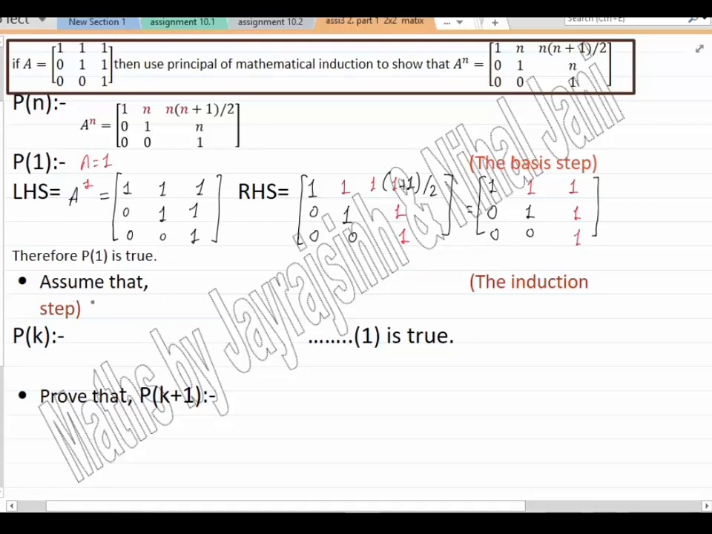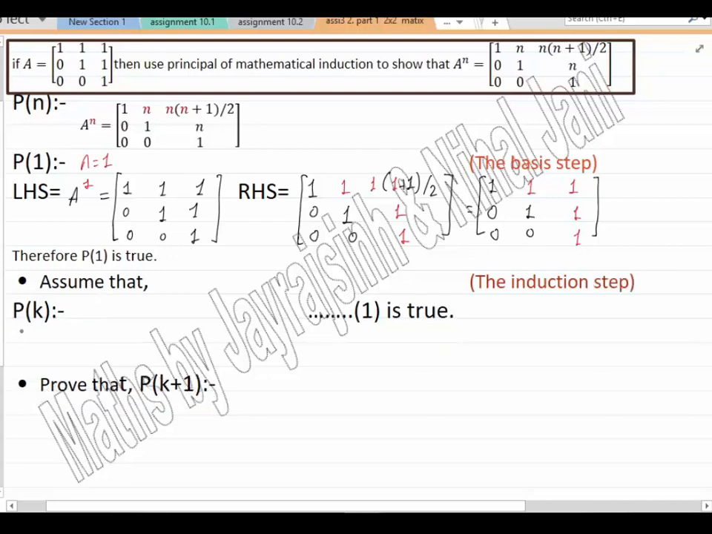Okay, now let's move to the induction step, in which we have to assume P of k is true. So let's obtain P of k by putting n equal to k. So our left hand side will be A raised to k and the right hand side will be this matrix. Okay, we have to use P of k to prove P of k plus 1, which can be obtained by putting n equal to k plus 1.